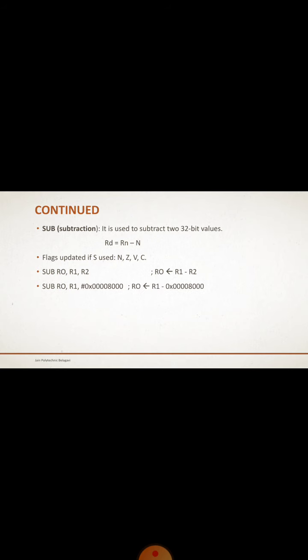In next, SUB R0, R1, #0x00800. In next instruction, SUB R0, R2, R3, LSL #1. In this, first R3 is shifted to the left by one position. Then from R2, R3 is being subtracted and the obtained result is stored in R0.